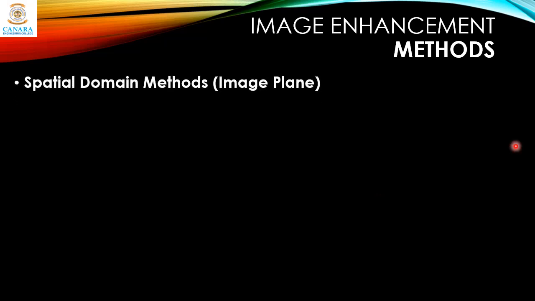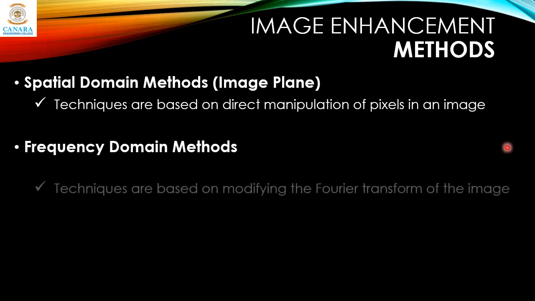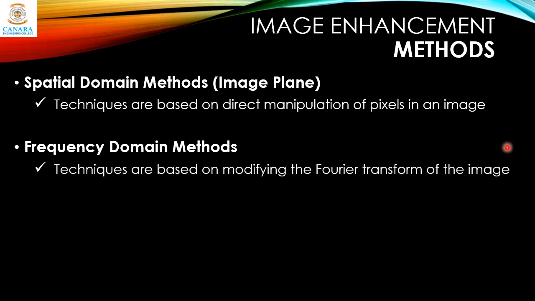Let's look at some of the enhancement methods that we can use. The first technique is a spatial domain method, where we use the image plane, meaning we operate on the pixel values straight away to get the desired results. Here we can increase or decrease the pixel values based on the neighborhood or any other transform to get the desired output. In the second method, we use the frequency domain method.